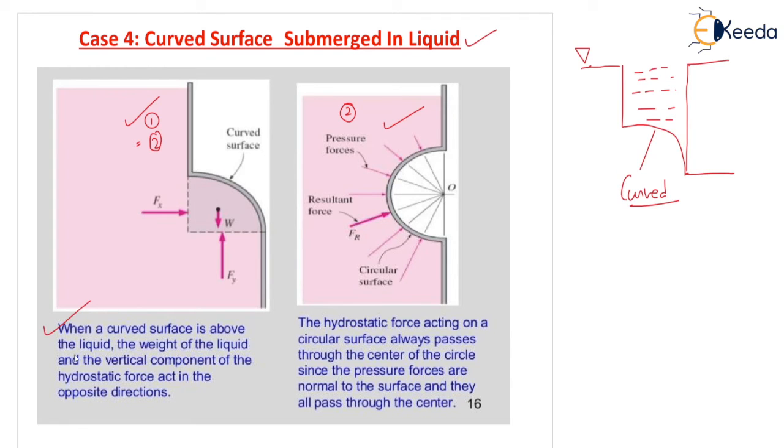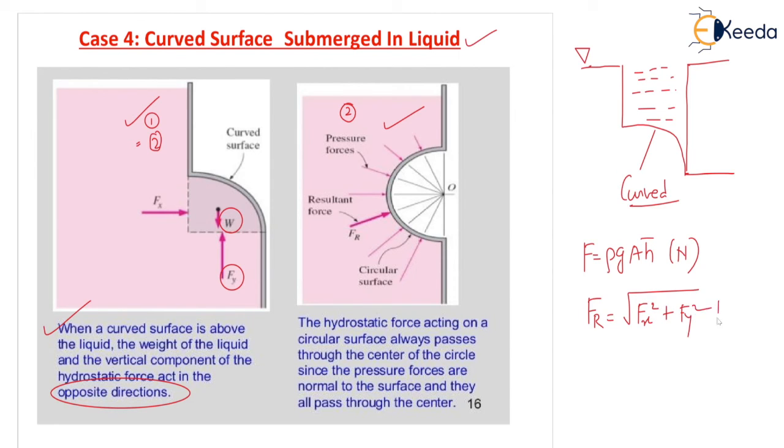When a curved surface is above the liquid, in this case, the weight of the liquid and the vertical component of the hydrostatic force act in the opposite direction. Which are the two forces acting here? We can see vertical component Fy is in the upward direction and weight is in the downward direction. So Fx and Fy. Unlike the earlier cases, where we found the force using the formula rho g A h bar in Newton, in this case we find the resultant force F equal to the square root of Fx square plus Fy square, in Newton. So you have to find the components and then the resultant can be found out.